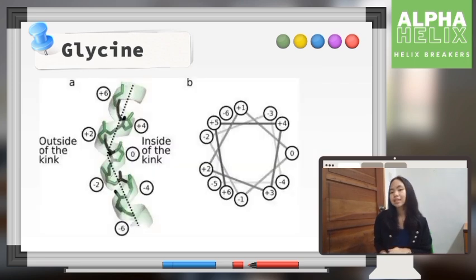So when glycine is present in the sequence, its excessive flexibility disrupts this uniform hydrogen bonding pattern. So as a result, the helix becomes unstable and may develop a kink or begin to unwind.